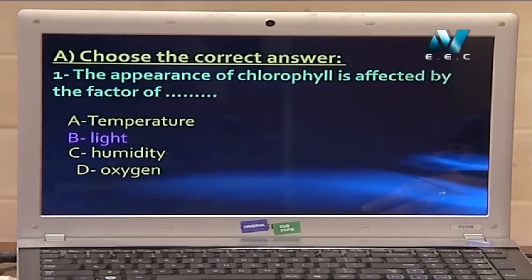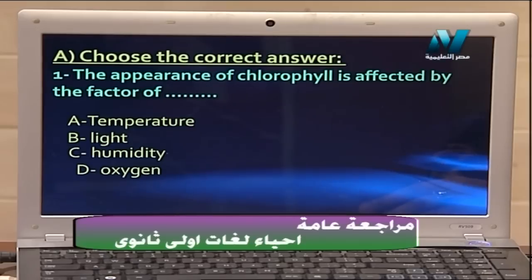Do you know chlorophyll? Chlorophyll is a green pigment needed by the plant to carry out the photosynthesis process. What is the factor that is very important to the chlorophyll? Temperature, light, humidity, or oxygen. Of course, the chlorophyll needs light to carry out photosynthesis.